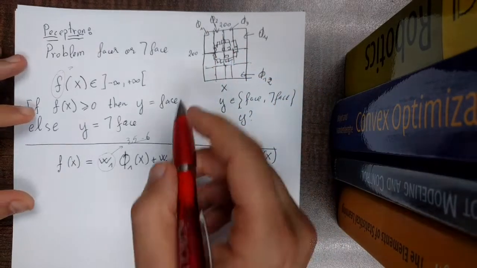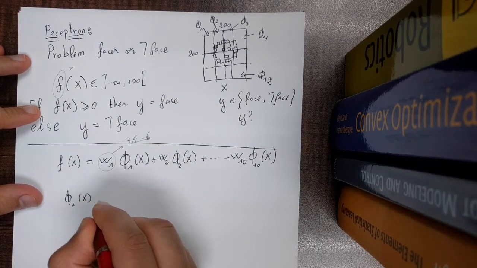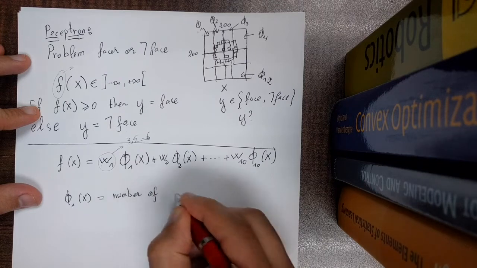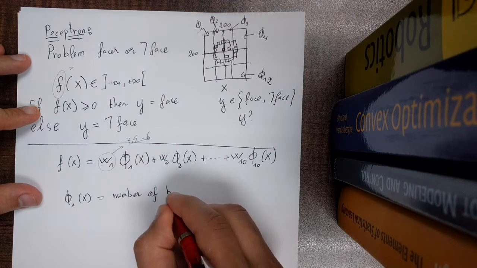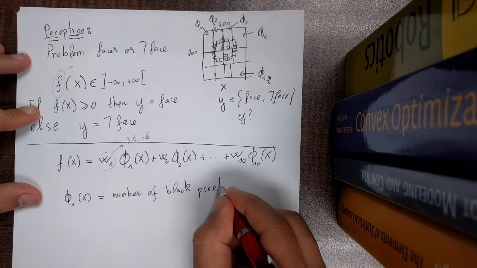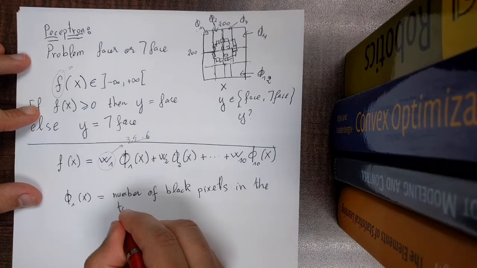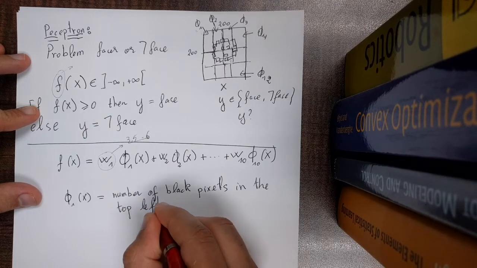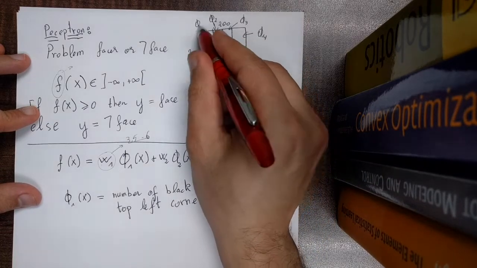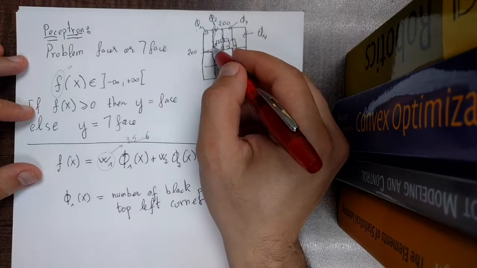So let's define, for example, the feature phi 1 of x as the number of black pixels, if we are talking about a black and white image, in the top left corner. So this is the top left corner, and this feature only knows how to count how many pixels are marked. For example, in this case we have 0.